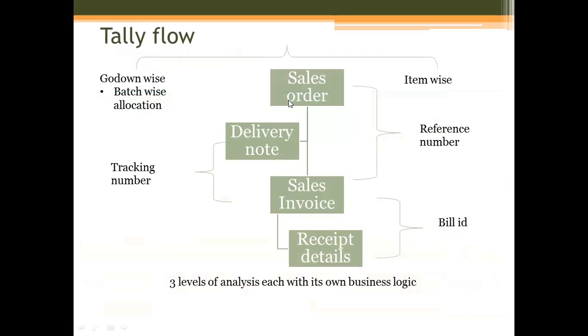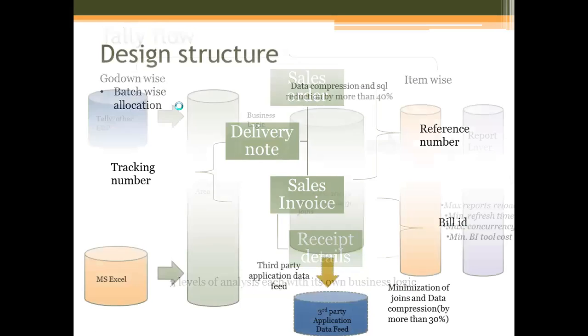A sales order is linked up with a delivery note or a sales invoice. Your delivery note is an inventory entry, so it does not affect your accounting parameter. A sales invoice affects an invoicing parameter. A sales invoice has a receipt date. Your delivery note and the sales invoice are linked with a tracking number. Your sales order, delivery note and sales invoice are linked up with what we call a reference number. Your sales invoice is linked with the receipt details using something called a bill ID. Your sales order can be looked at item wise, godown wise, or as a batch wise allocation. So there are two-pronged parameters for it.